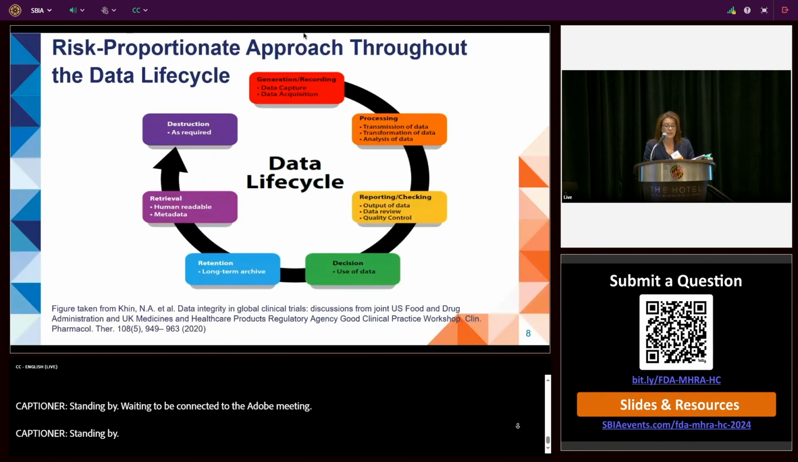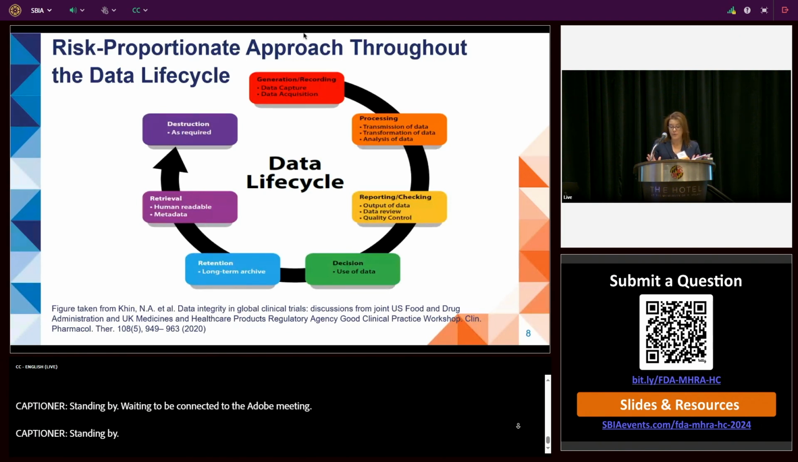So section 4.2 of ICH E6R3 is on the data lifecycle, and it includes new and expanded text on data capture, review of data and metadata, data corrections, data transfers, and finalization of data sets prior to analysis. You'll hear more about these and the data lifecycle throughout this session.